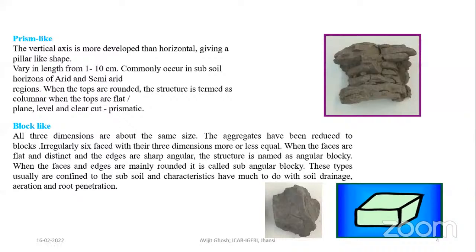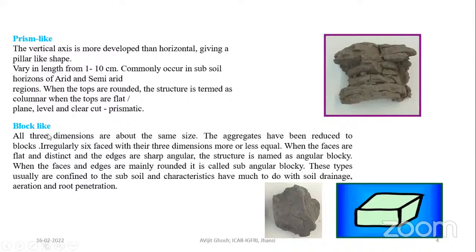For prism-like structure, when the tops are rounded, the structure is called columnar. When the structure tops are flat or plane and level and clear cut, they are called prismatic soil structure. So again, prism-like structure has two subtypes: columnar and prismatic. For columnar, their tops are rounded, and for prismatic, tops are flat.